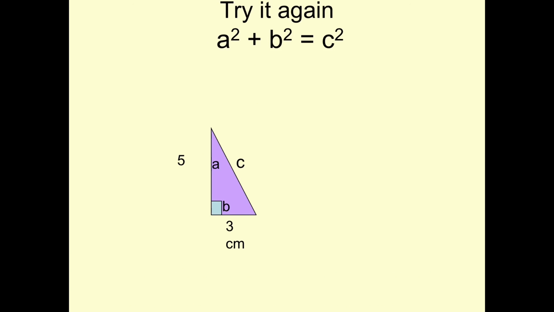In this last question, something might be a little different. You might need some more information in order to solve this problem. So while you're looking at it, think about what the square of 5 is. Good, 25. And the square of 3, 9. Now if you add those together, what happens?